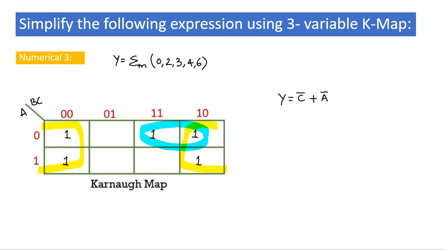So I can write the final expression y to be equal to C bar plus A bar. Essential prime implicant, as you can see here, there is one minterm which is not included in any other. Then you have the other group also which has minterms which are not included in any other. So prime implicants and essential prime implicants are 2 in both these cases.